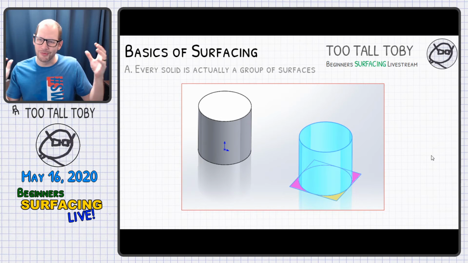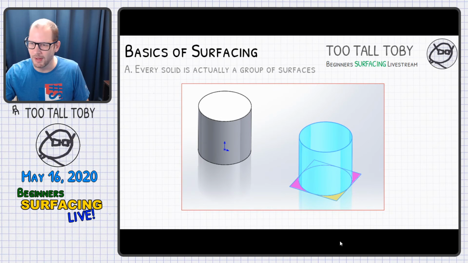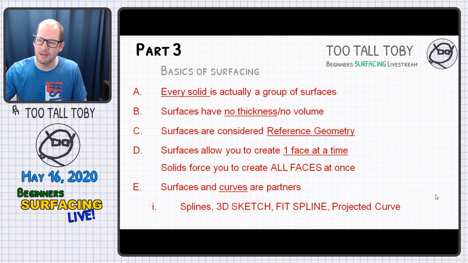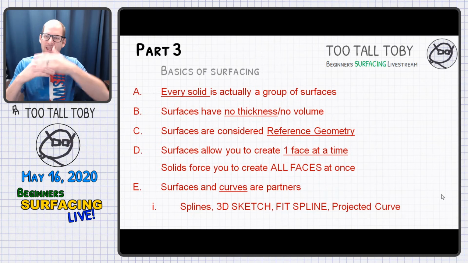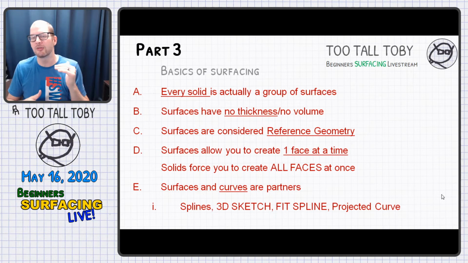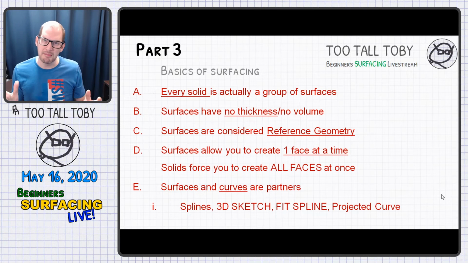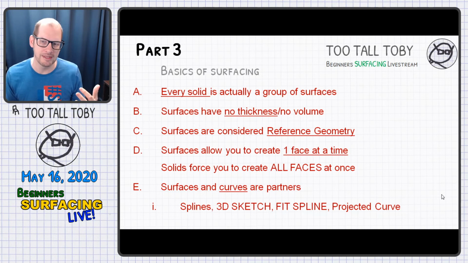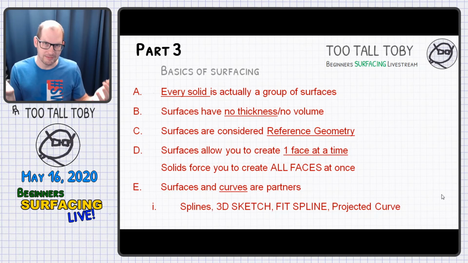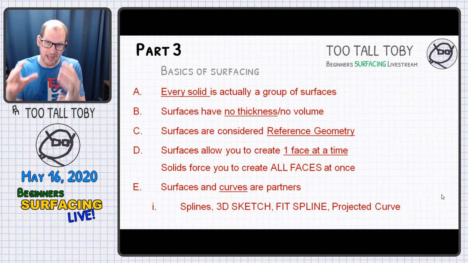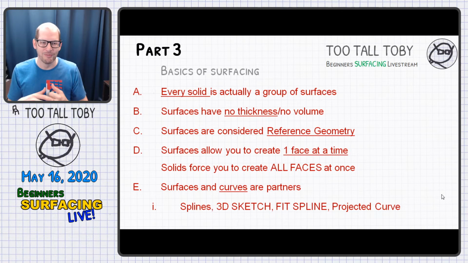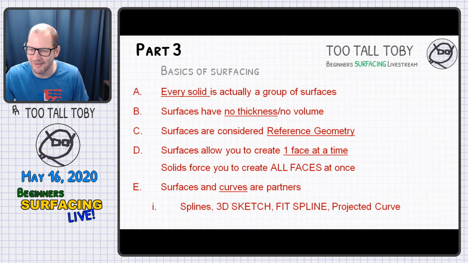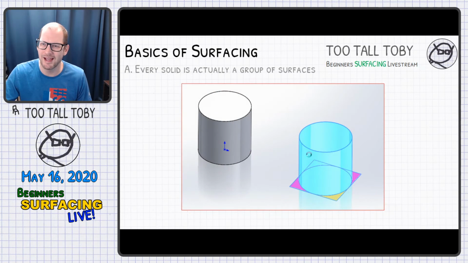So, basics of surfacing: every solid is actually a group of surfaces. If you're taking notes, you should probably just write down these key points, because I'm going to go through each of them. Some of them I'm going to spend a lot of time on, some I don't really need to, like surfaces have no thickness, have no volume. That's a really important concept to understand, but I don't need to show it. I've already shown it a number of times, so we're going to blast through that one. We're going to take a look at some of these concepts one by one.